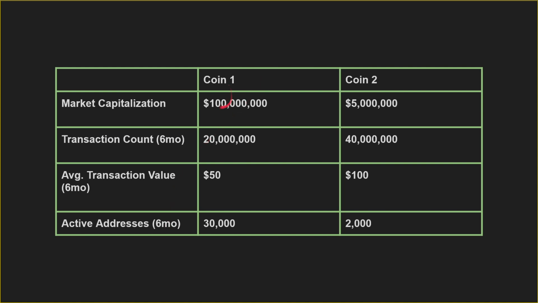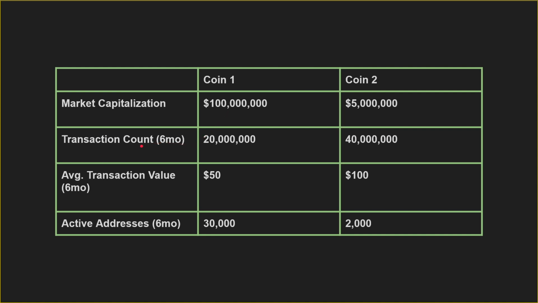Here we see coin 1 has a market capitalization of 100 million. This is contrasted by coin 2, which has a $5 million market cap. So we could say coin 1 has a larger market cap than coin 2, a significantly larger amount. There's a larger amount of capital invested into this project.